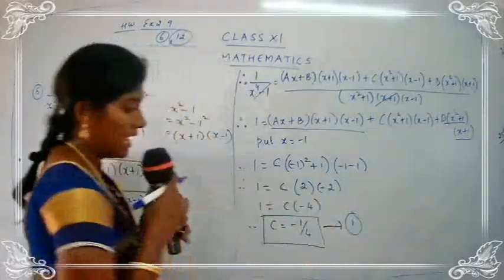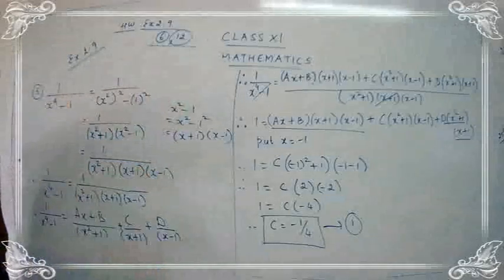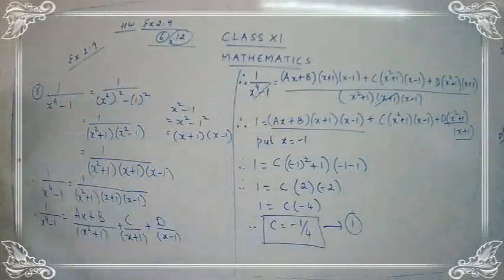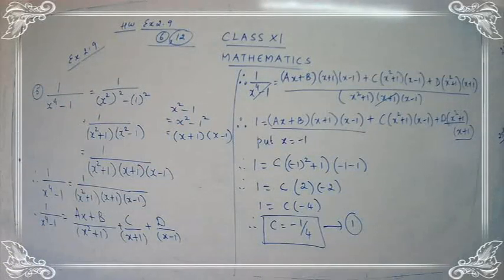Just mark this as 1. I have found one value. We have found the value for c. C is equal to minus 1 upon 4. Take down the steps, children. So we have found the value for c. What is the value for c? C is equal to minus 1 upon 4. Okay, so now what is the next thing? We are going to take one more value for x.